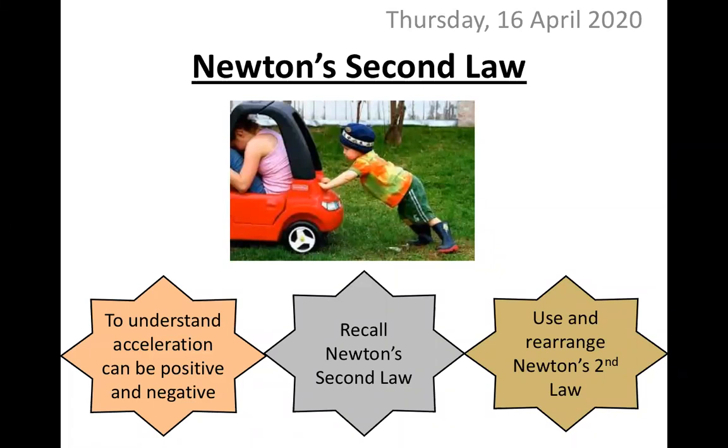Before that, we must remember that acceleration can be positive or negative. If acceleration is positive, that means it's increasing in speed. If acceleration is negative, that means it is decelerating, decreasing in speed. Same thing. Decreasing in speed means decelerating. Newton's second law is what we're going to look at today, and we're going to use the formula by rearranging it.